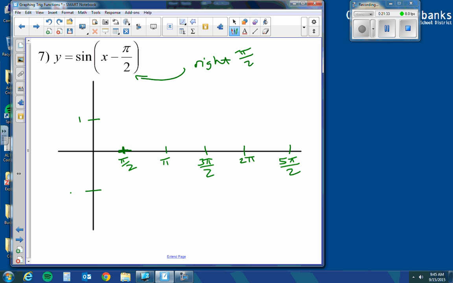Vertically, nothing's changed, so just use your normal numbers there. And then draw your sine graph, but starting here. So there's your new origin, so start at 0 there, and then go up to 1 like normal, back down to 0. And connect the dots.